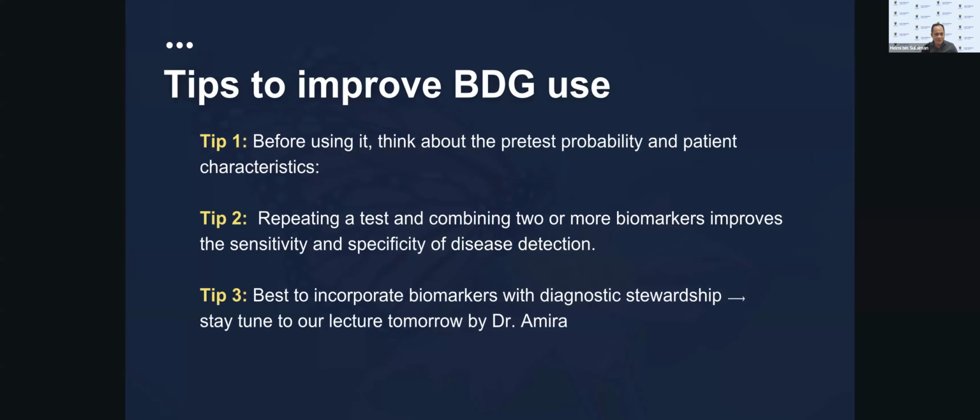So, tips to improve BDG use. Before using it, think about the pretest probability in your patients. You shouldn't be sending it in patients with low risk for IC, so consider the patient characteristics. Repeating a test and combining, as I said just now, two or more biomarkers, as well as CT scan or imaging, can improve the sensitivity and specificity of disease detection, disease here being IC.